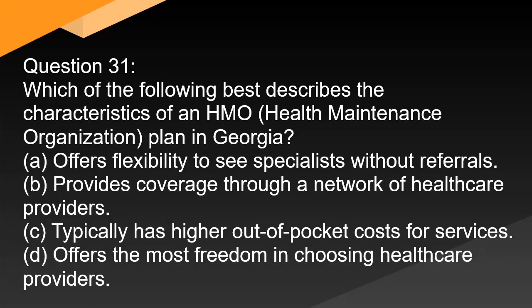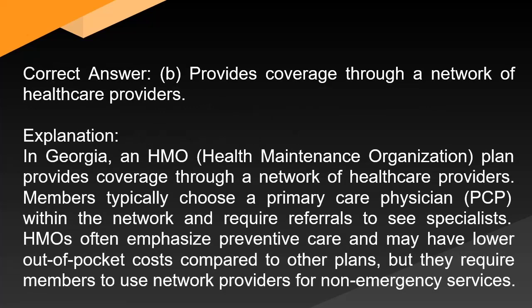Question 31. Which of the following best describes the characteristics of an HMO, Health Maintenance Organization, plan in Georgia? Correct answer: B. Provides coverage through a network of healthcare providers. Explanation: In Georgia, an HMO, Health Maintenance Organization, plan provides coverage through a network of healthcare providers.